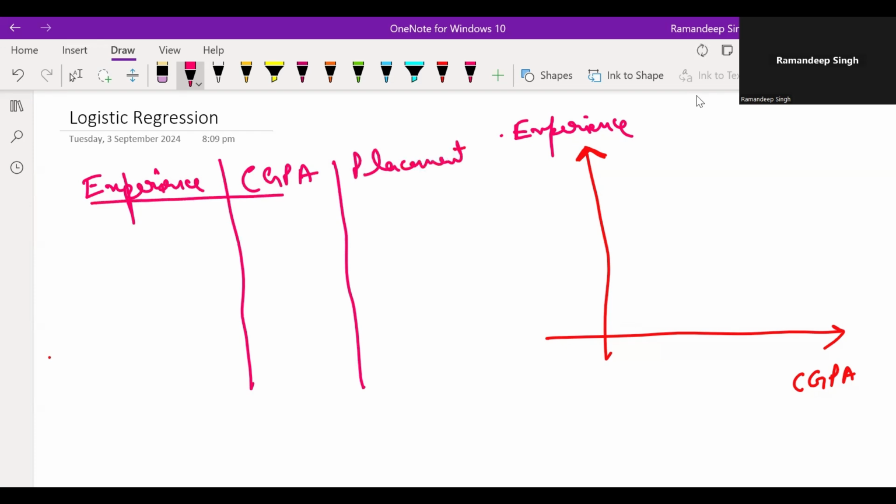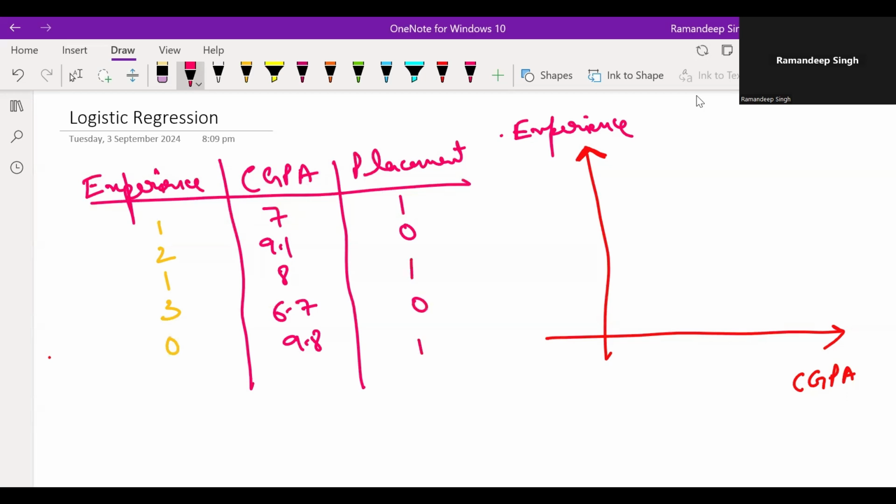Let's say the experience is 1 year, 2 years, 1 year, 3 years, 0 years. The CGPA of a student might be 7, 9.1, 8, 6.7, and let's say 9.8. So the placement could be 1 or 0, like 1 for placed and 0 for not placed. This is 1, this is 0, this is 1.